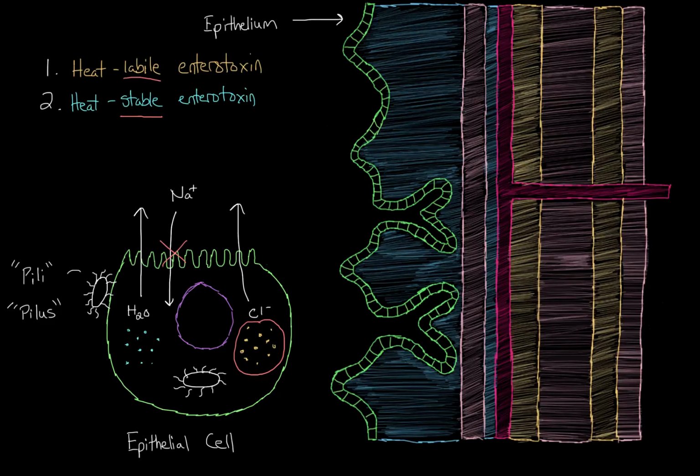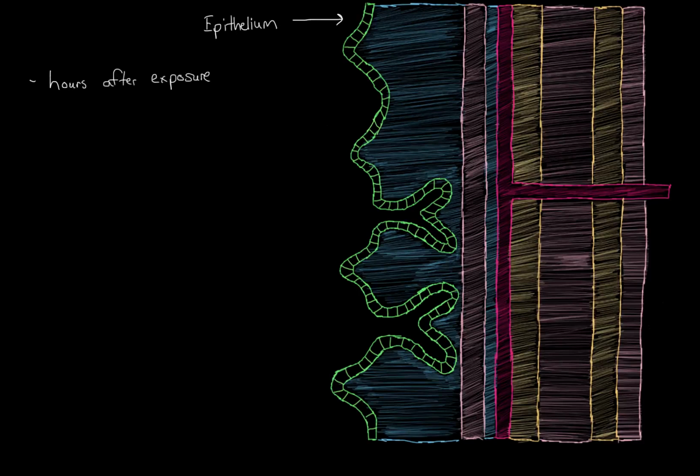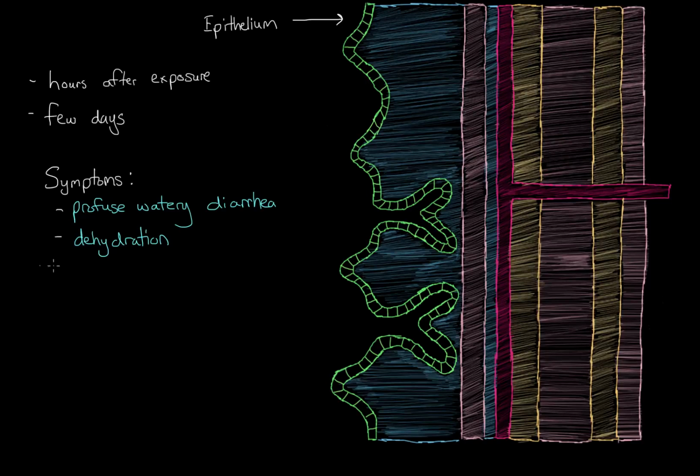Now when this bacteria enters your system, it'll cause all sorts of different symptoms, much like the other forms of gastroenteritis. Usually the symptoms start within hours after exposure, and it lasts for about a few days. Now, given that the bacteria operates similarly to cholera, a lot of the symptoms will be similar. This includes profuse watery diarrhea, dehydration, and like all other forms of gastroenteritis, you may experience some nausea and vomiting. You may also experience some cramps in your abdomen.